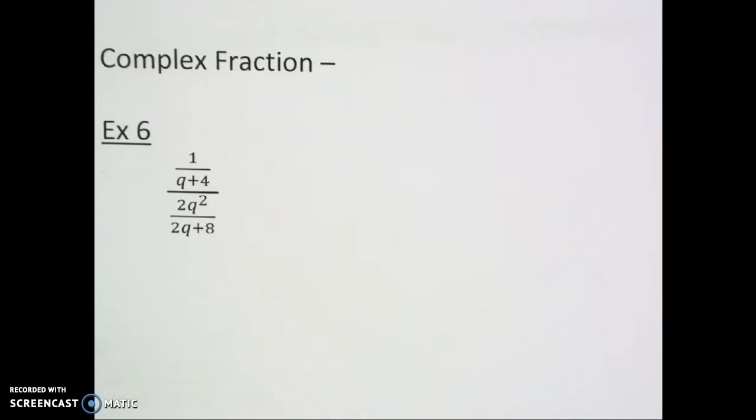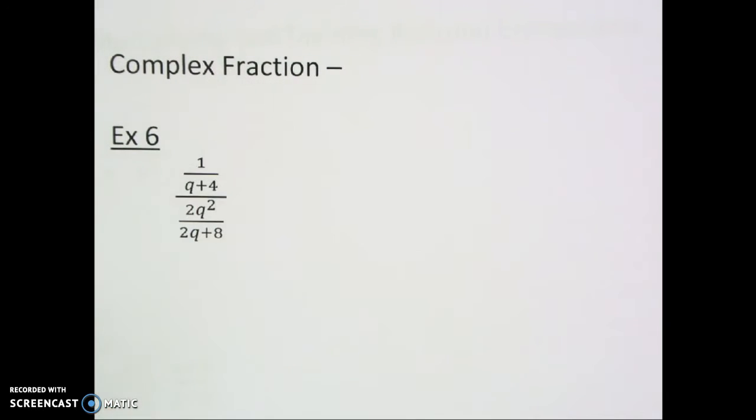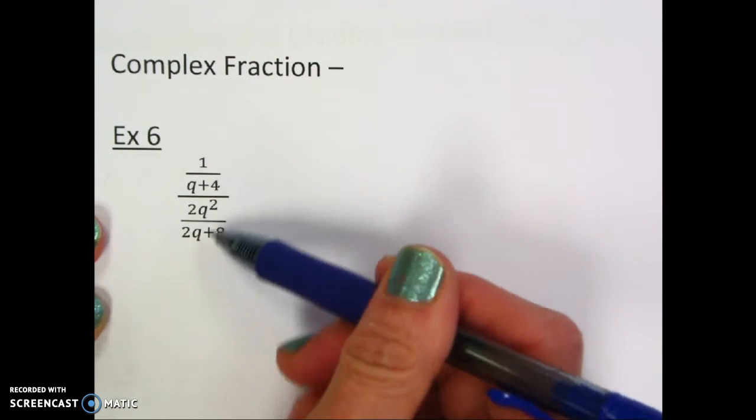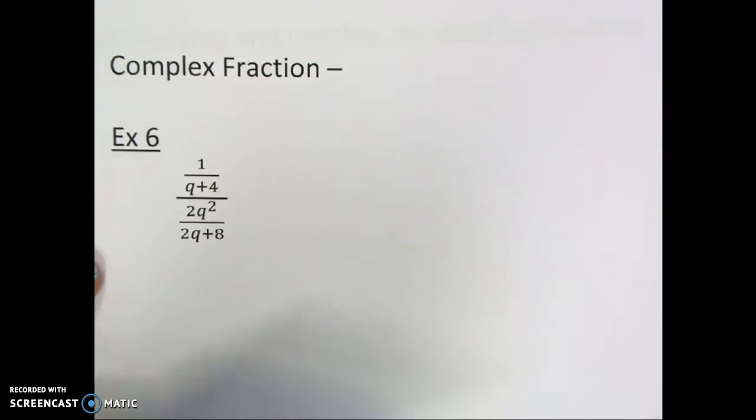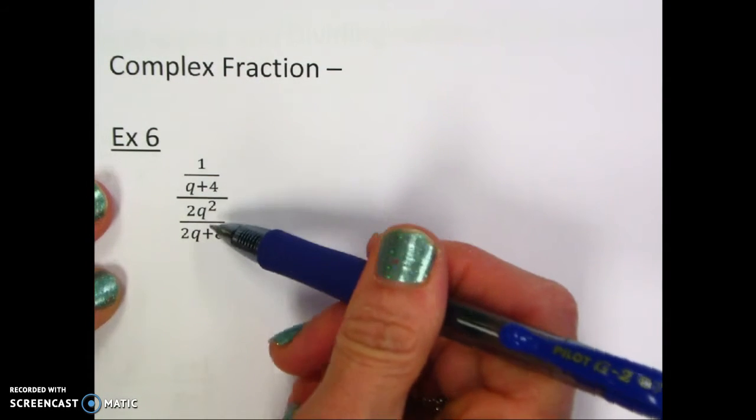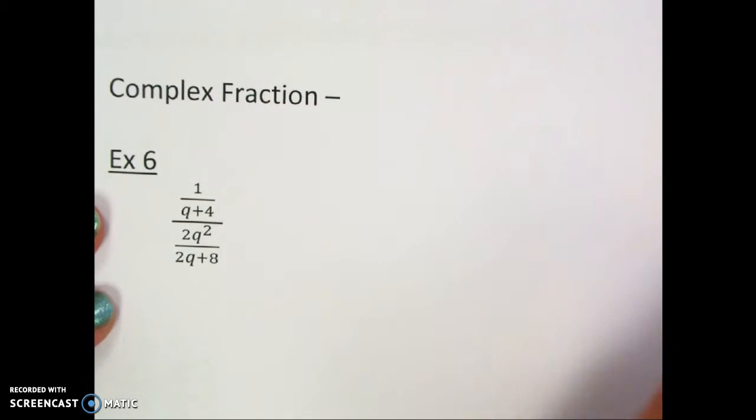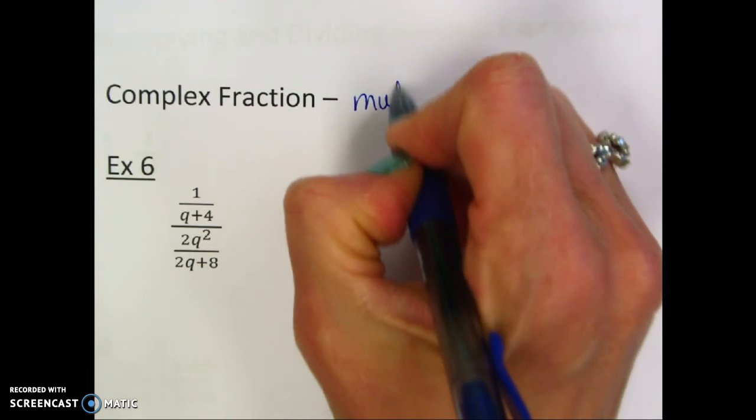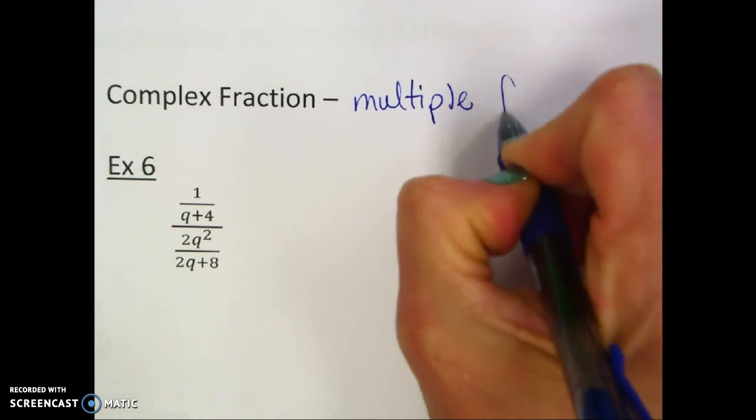All right, I want to mention this. A complex fraction is a fraction that has more than one fraction bar in it. So within that one piece. So we have 1, 2, 3 fraction bars here, so this is considered a complex fraction. So multiple fraction bars.